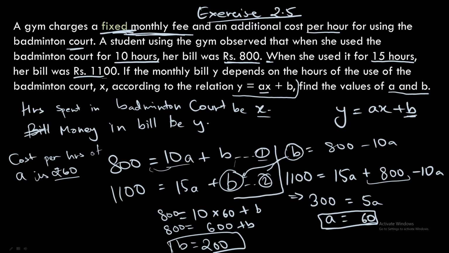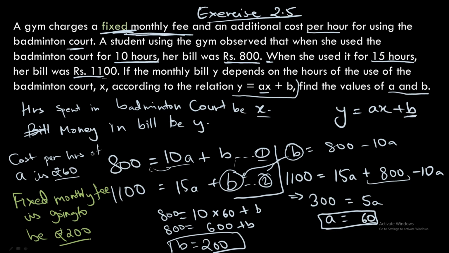So we found a and b, and the fixed fee, the fixed monthly fee, is going to be rupees 200. So by this we found the two values. a is equal to 60 and b is 200. Now we're moving on.